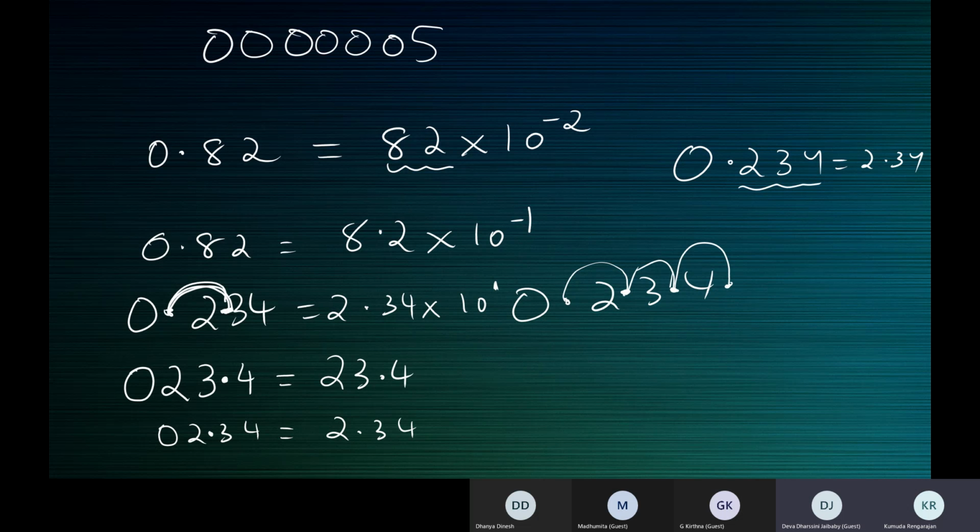What is the given number? 0.234, ma'am. The whole number part is 0. Yes, ma'am. Now, how much have you made it? You made it 2.34. What's the whole number there? 2, ma'am. So 0 becomes 2, is that increase or decrease? Increased, ma'am. So you should raise it to a negative power. Opposite. Increase means negative power. So it will be the power minus 1.